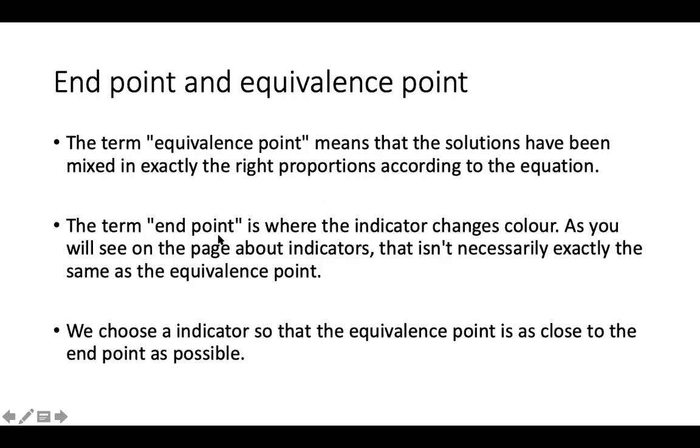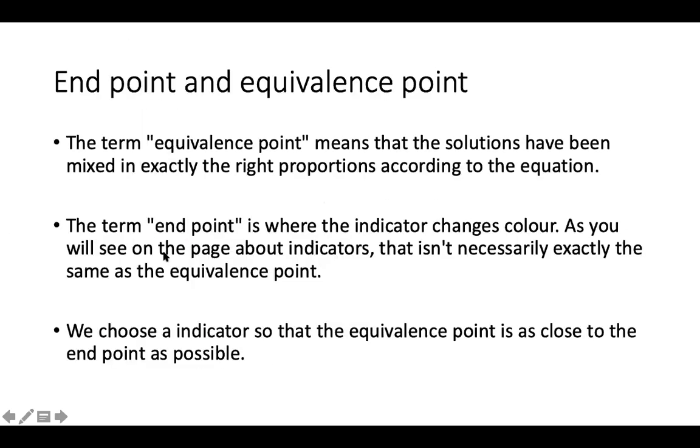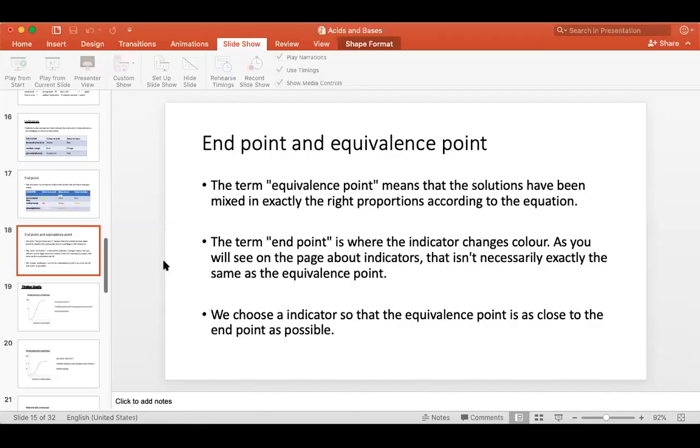However, the term end point is where the indicator changes color. This isn't necessarily exactly the same as the equivalence point. Don't worry about the page business, I just pasted it from somewhere. We choose an indicator so that the equivalence point is as close to the end point as possible, so we try to make them similar.